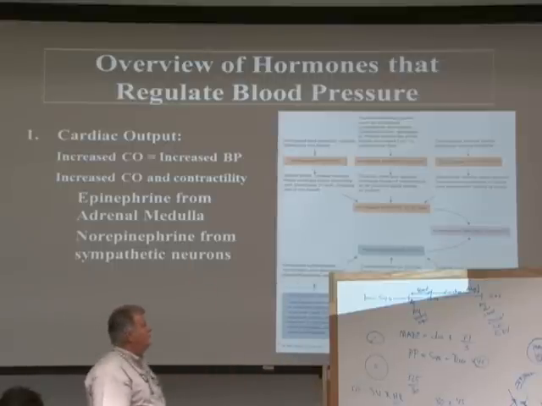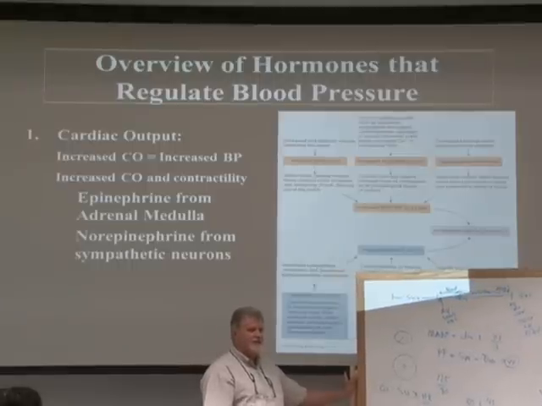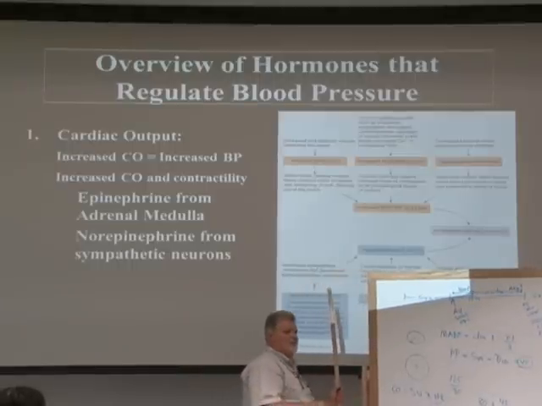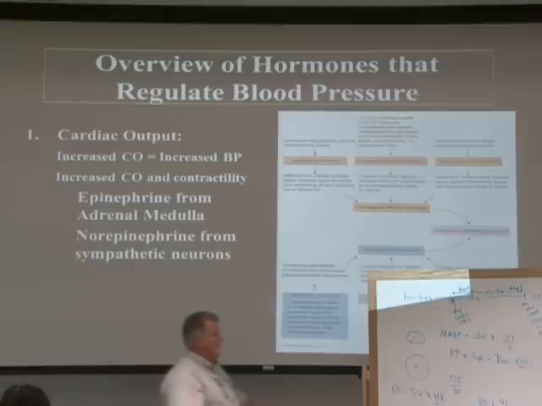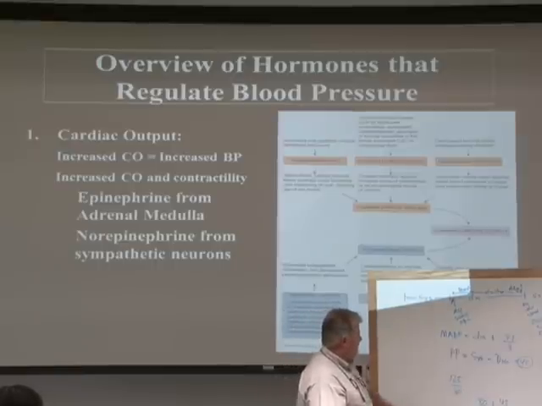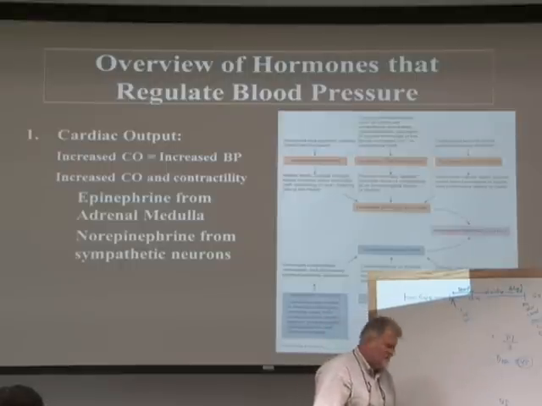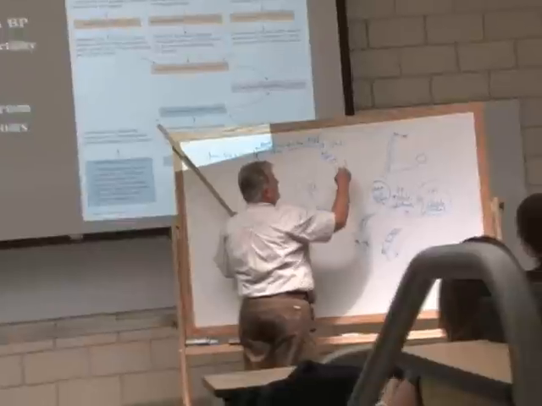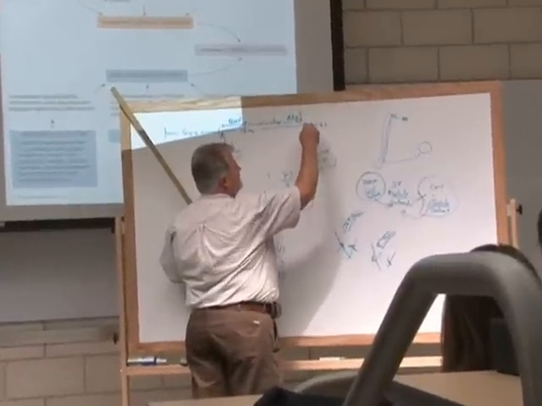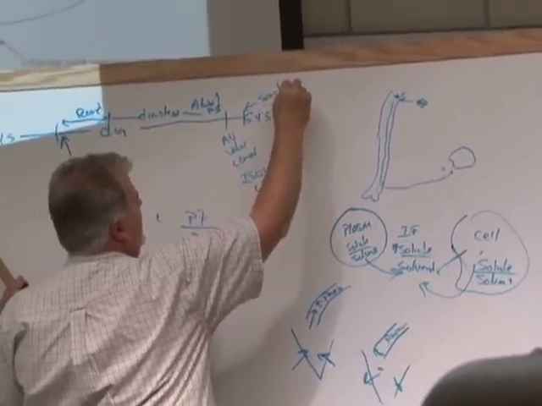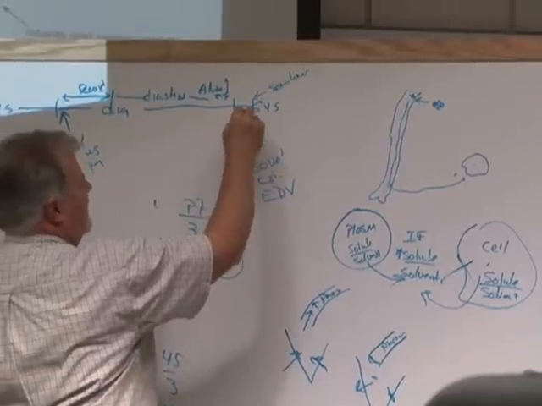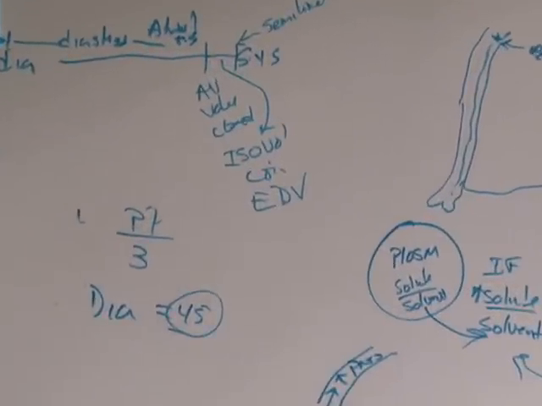Okay, so what was afterload? No, but close. Is the pressure needed for the ventricles to move blood? All right, so afterload is the pressure the heart has to exert to open your semilunar valves. Okay. So here is where my AV valve closed, and then here's where my semilunar valve opens. And during that period, that's isovolumetric contraction.